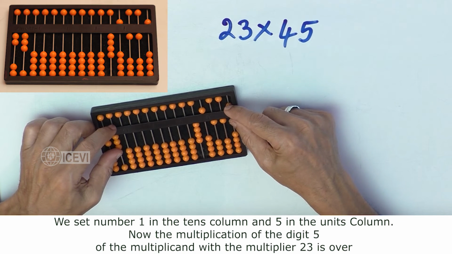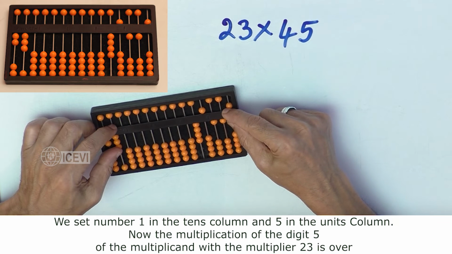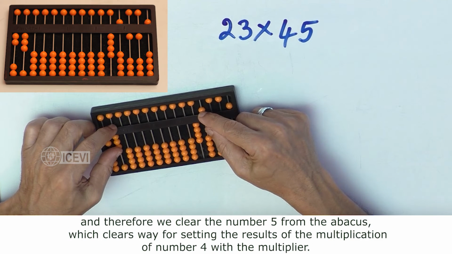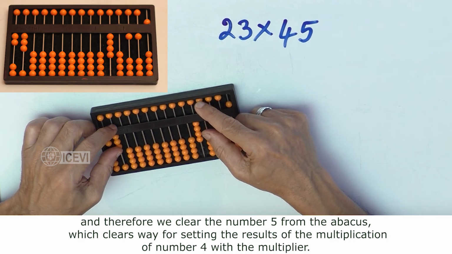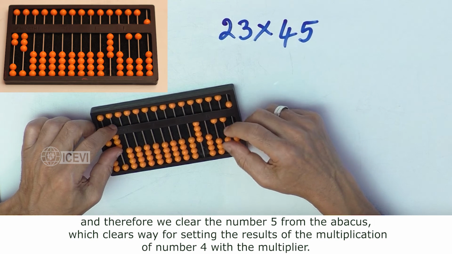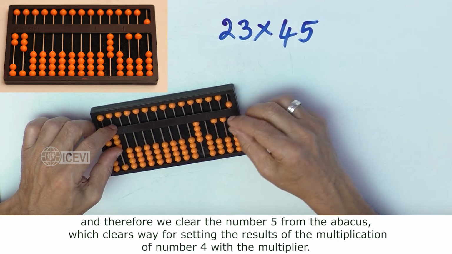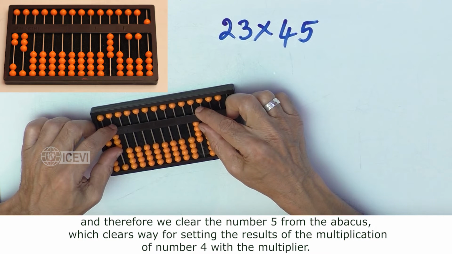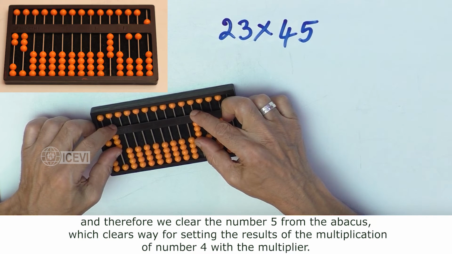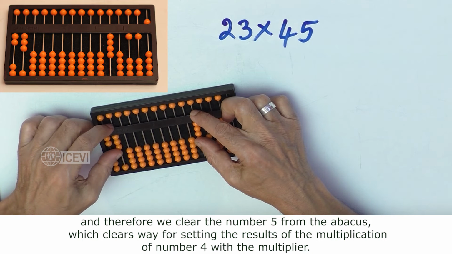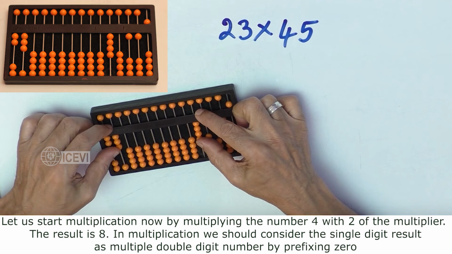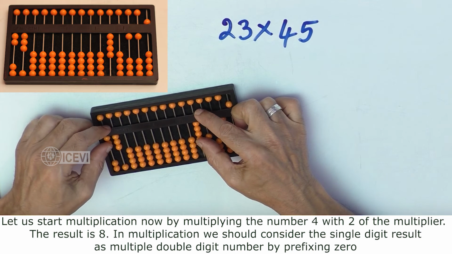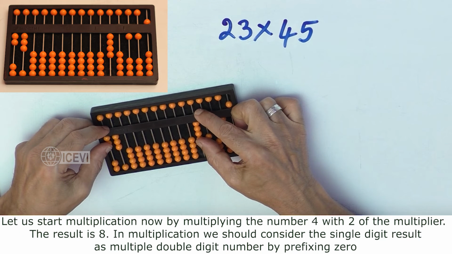Now the multiplication of the digit 5 of the multiplicand is over and therefore we clear the number 5 from the abacus, which clears way for setting the results of the multiplication of 4 with the multiplier 23. Let us start multiplication now by multiplying the number 4 with the 2 of the multiplier.